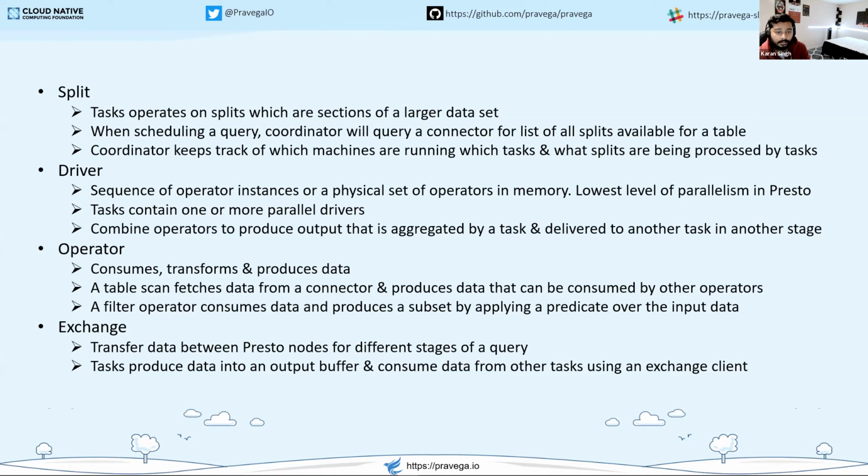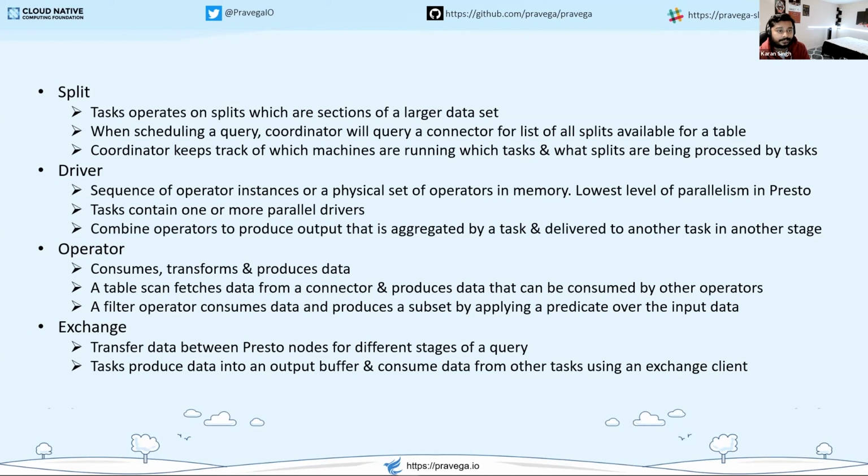Moving on to talking about the driver, which is the next unit of work under a task. A driver is nothing but a sequence of operator instances, or a physical set of operators in memory. Like we said, it's an in-memory execution. Presto follows that model. It can be said to be the lowest level of parallelism in Presto.